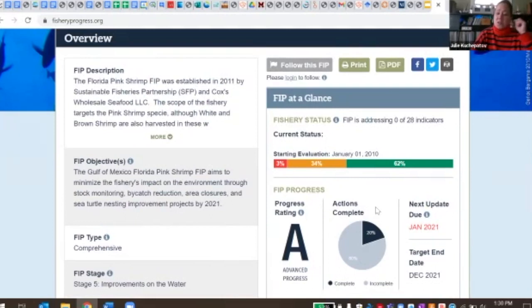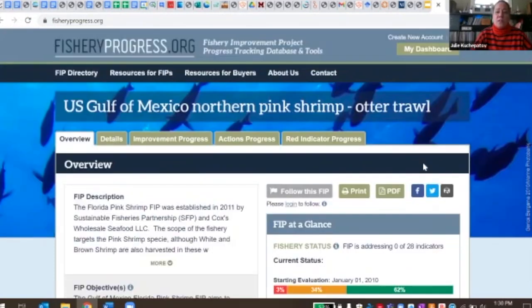So this is a question I might pose to the fishery progress people, actually. In any event, they have 3% in the red, 34% in yellow, which is moving forward but still needs some work, and 62% in green, which is really good. They're doing really well. So I just wanted to share this as a resource because it is a pretty great thing.